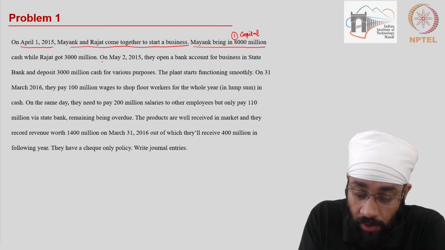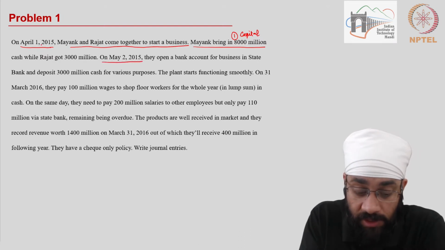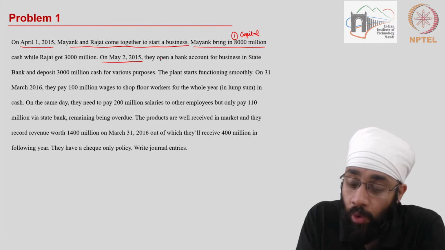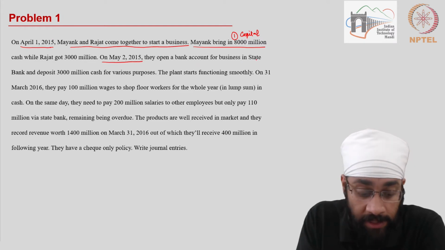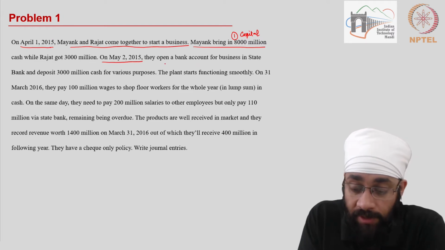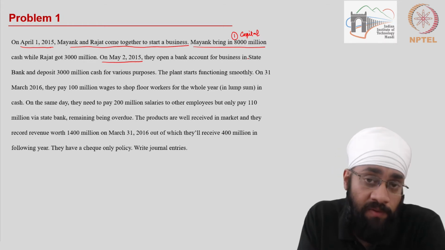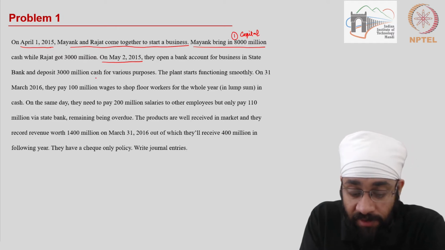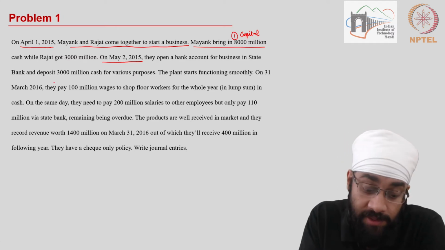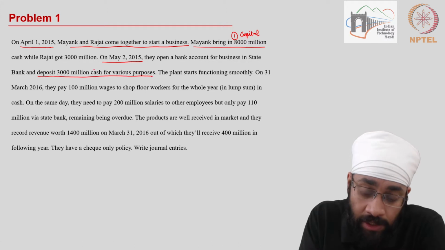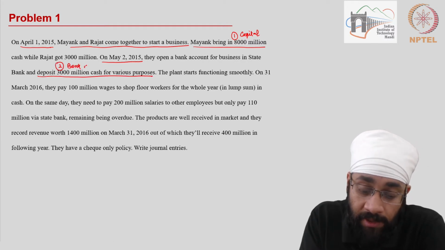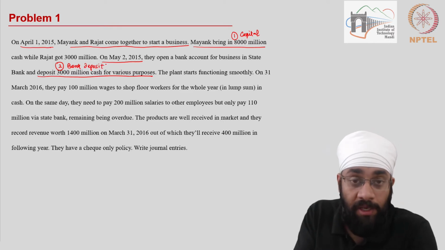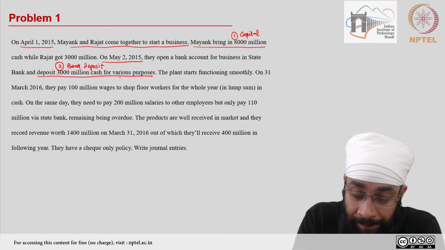So the next one is on 2nd May 2015, which is after roughly a month, they open a bank account for the business in the State Bank. So they open a bank account, fine, but there is no transaction, so we're not going to record this. And they deposit 3,000 million cash for various purposes. So now they are depositing cash. So I'm going to write transaction number 2. This is a bank deposit. You deposit some money in the bank account and the remaining money is in hand.